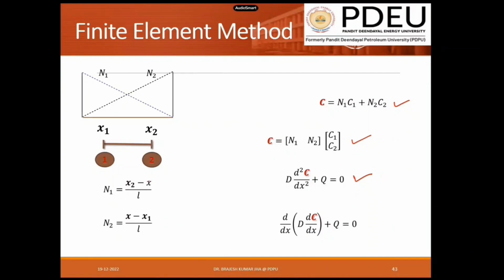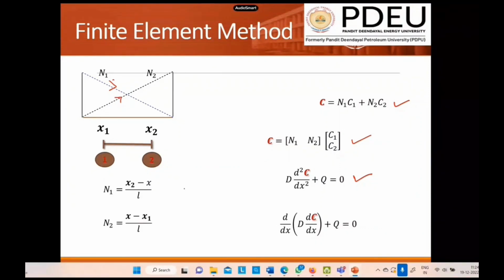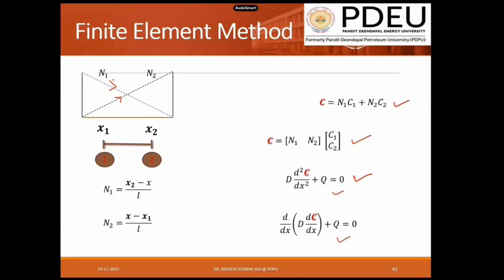So you can see that N1 is 1 at x equal to x1, and N2 for x equal to x1 is 0, and for x equal to x2 it is 1 (N2 equals L over L). It is defined in such a way. With the combination of these two, we frame the interpolation function for the one-dimensional case. Now this diffusion equation can be defined in such a way: d by dx of dc by dx plus q is equal to 0.